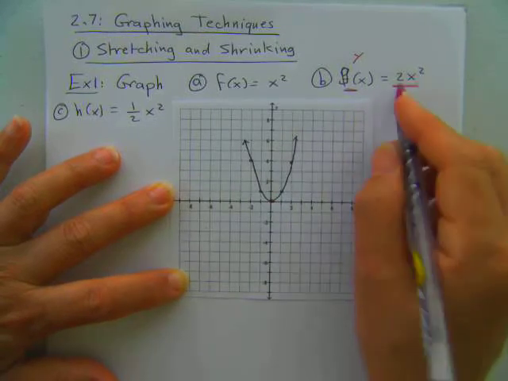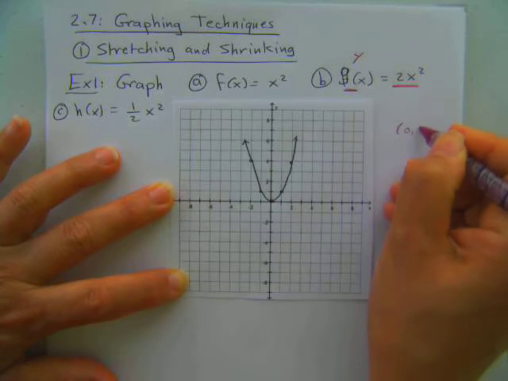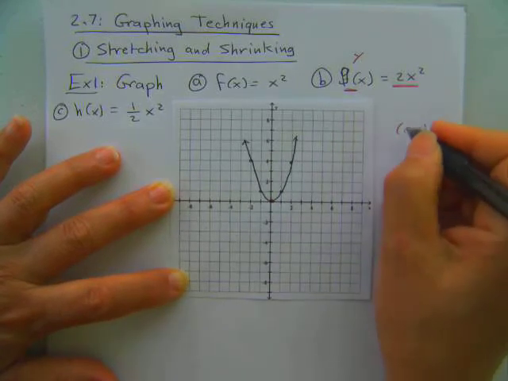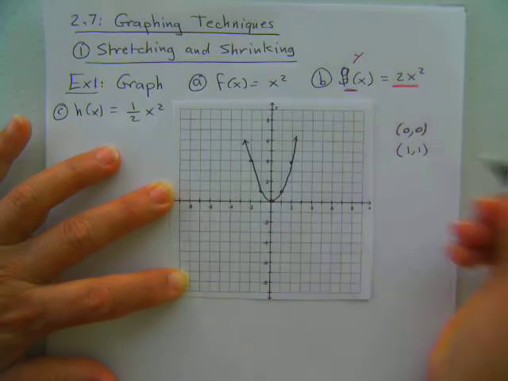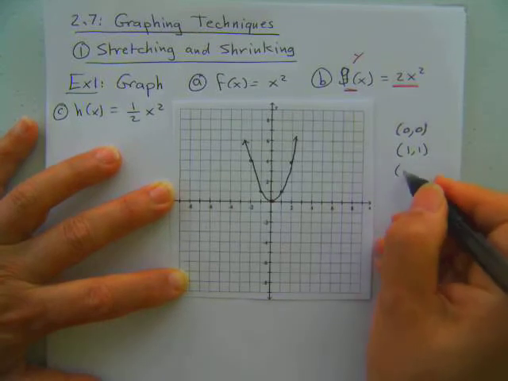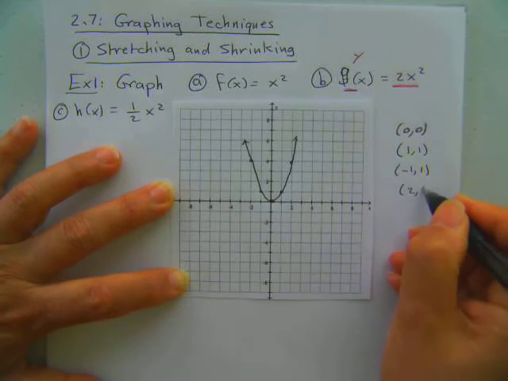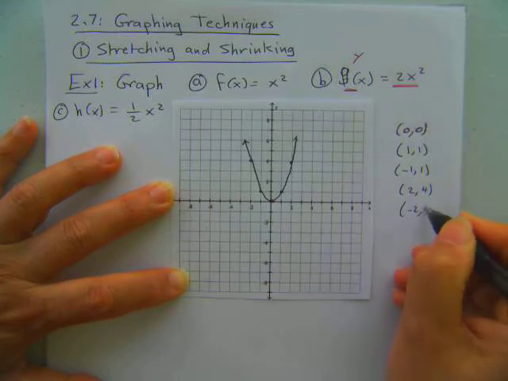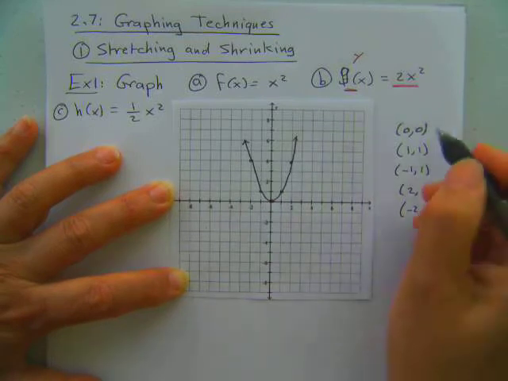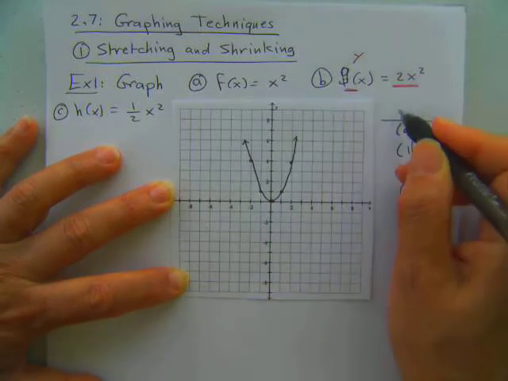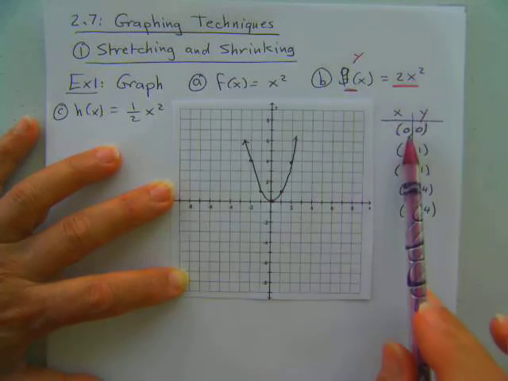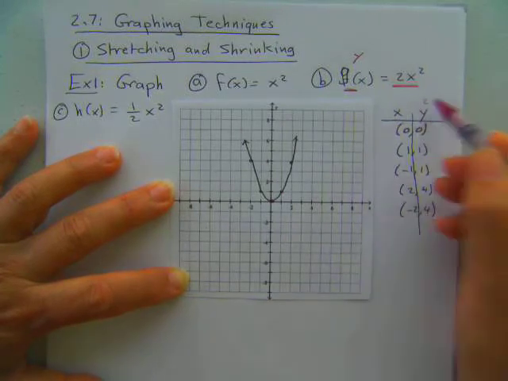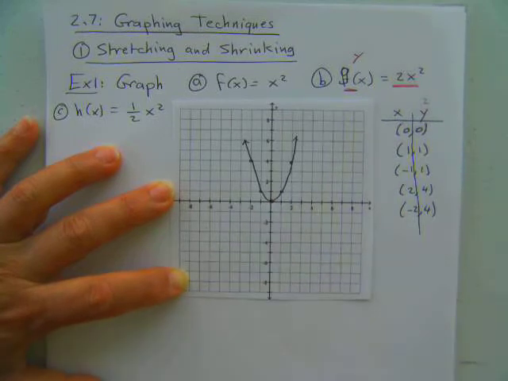So the original points, let me write them here. 0, 0. Let's do it in black. These are the original points as you know them. 1, 1, which are in all of the basic functions. In this one we have negative 1, 1, 2 and 4, and negative 2 and 4. So if you remember, that's my x and that's my y. So now for the second function, g of x equal 2x squared, when x is 0, y, just multiply every one by 2. So 2 times 0 again is 0.